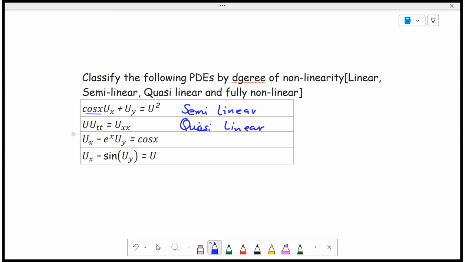And then the third one, looking at the coefficients, here we can't see any nonlinear term because the coefficient here is 1, the coefficient here is the independent variable, and the function here is an independent variable, which doesn't contain the unknown function. So in that case, everything is perfect, and so this one is a linear PDE. And then the last one, ux minus sine uy equal to u. Now, as we can see, the sine function is containing the unknown function, and so in that case, we can say that this one is fully non-linear.